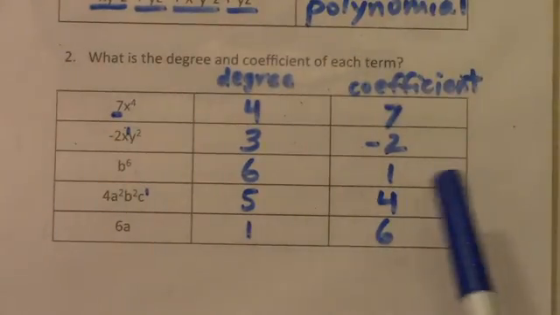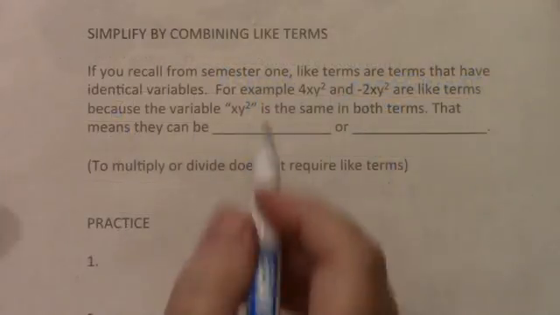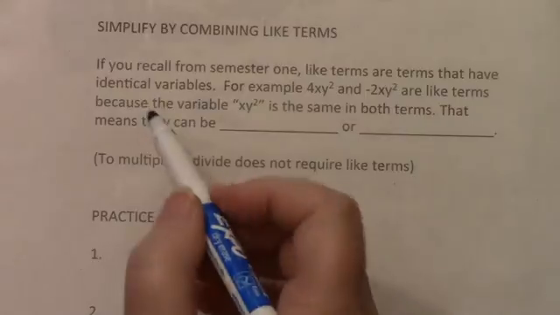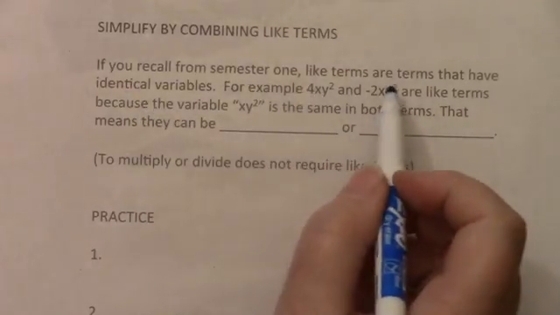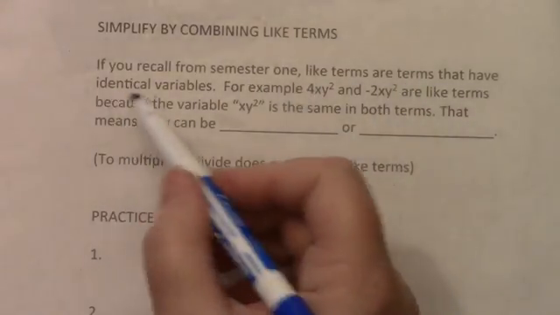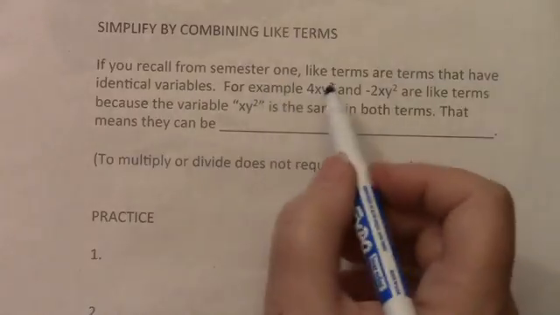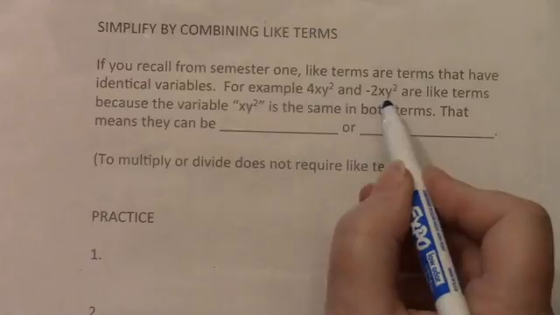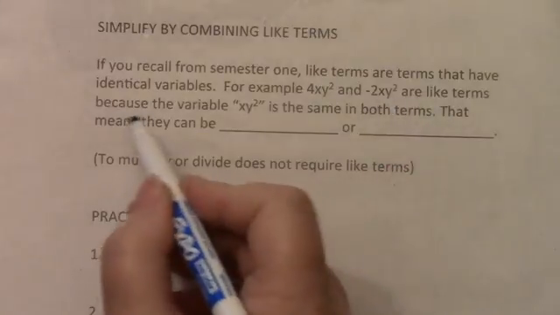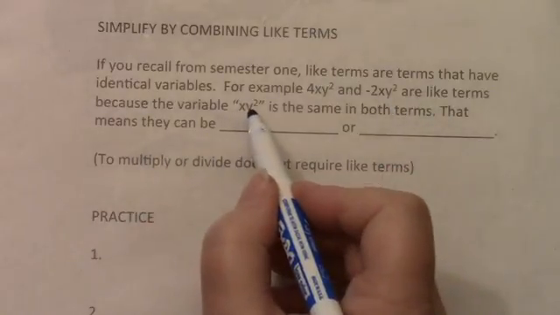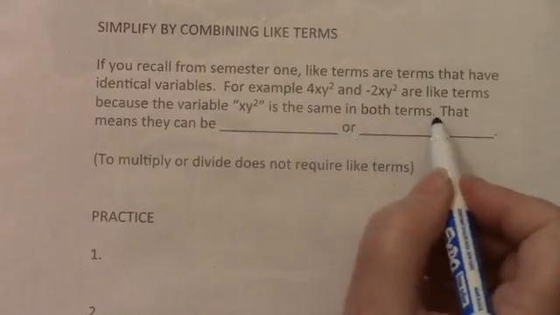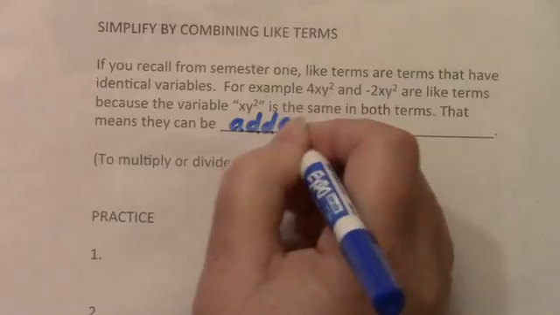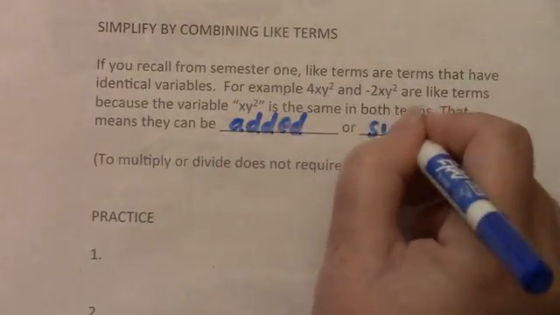So again, as we practice and use these a little bit more, let's take a look at a few examples. We're going to simplify by combining like terms. If you recall from semester 1, like terms are terms that have identical variables. For example, 4xy squared and negative 2xy squared are like terms because the variable xy squared is the same in both terms. That means they can be added or subtracted.